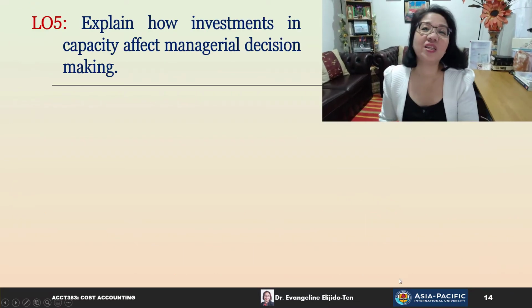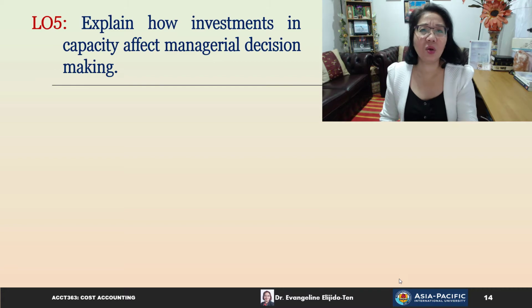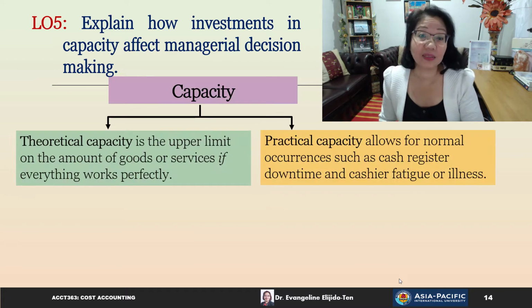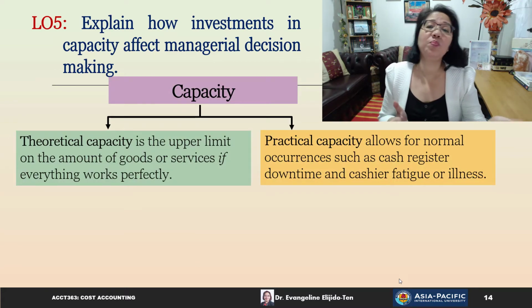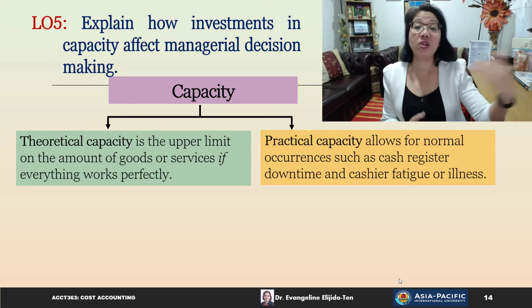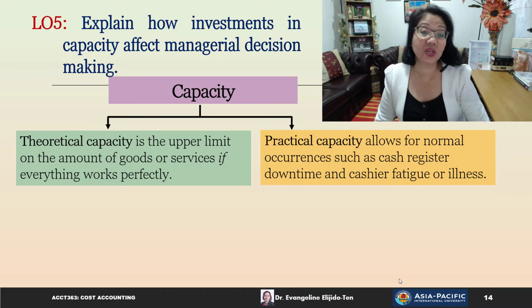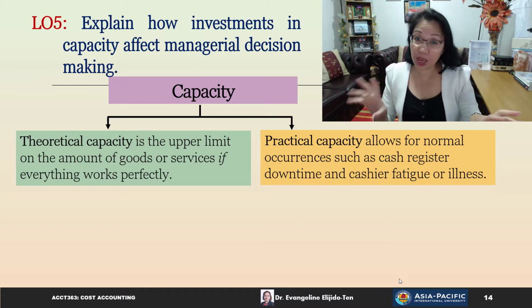In Learning Objective 5, we will explain how investments in capacity affect managerial decision making. So first up, what is capacity? Capacity is simply the upper limit on the amount of goods or services that the entity can provide. There are 2 types of capacity.